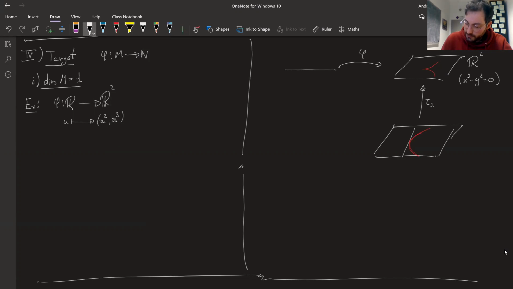So if you blow up here, let me just write the expressions. I'm considering the chart x equals x1, y equals x1 y1, the x1 chart. So in here, it's going to appear that this red curve is going to now become x1 squared times (x1 minus y1 squared) equals 0. So there is a component here which is the exceptional divisor, which is x1 equals 0.